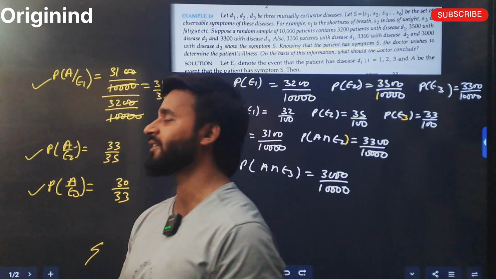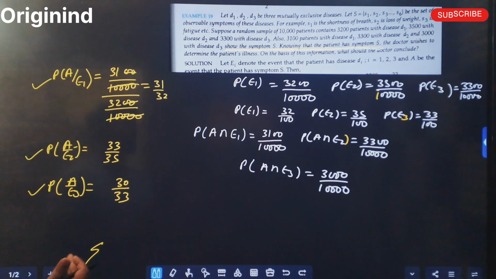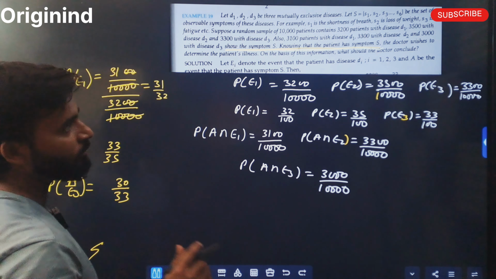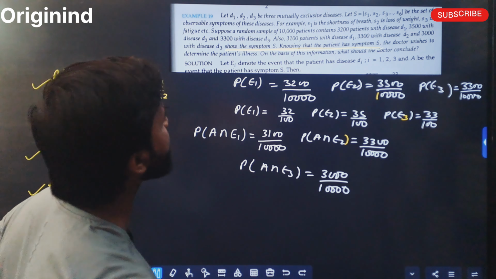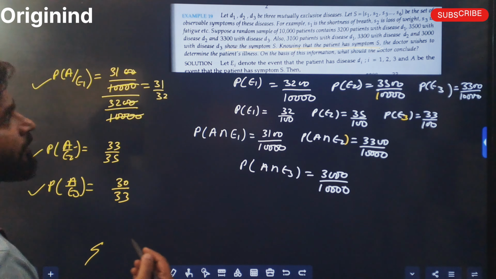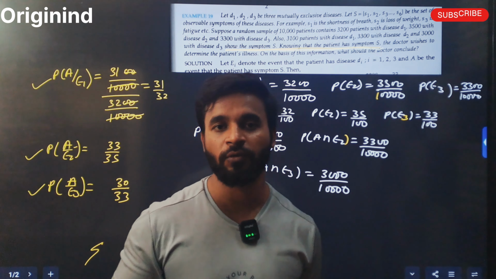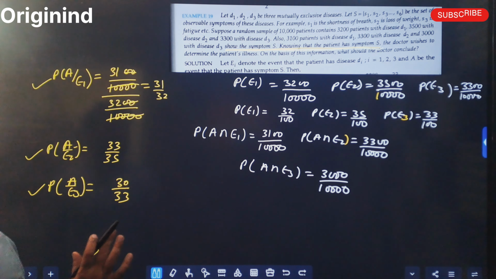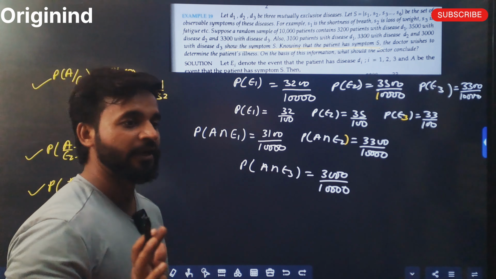Now we will use the Bayes theorem. What is the Bayes theorem saying? One more important point: the doctor wishes to determine the patient's illness on the basis of the information. What should the doctor conclude? So simply, the question is to use the Bayes theorem for different situations. First we will find E1 by A.